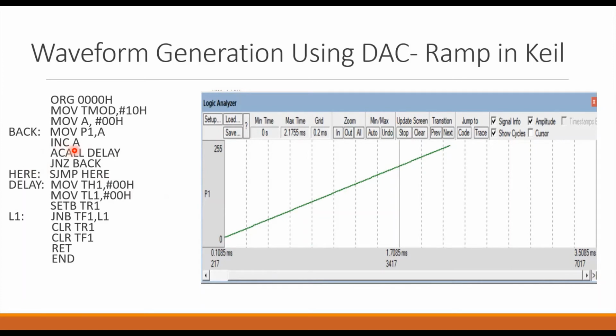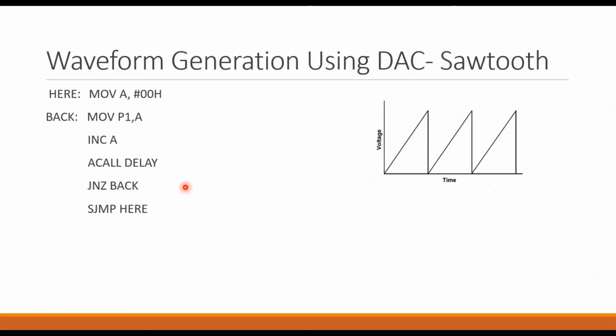See here, instead of incrementing it by 10, I've only incremented it once. If you are incrementing it once, you can see this sharp waveform. These edges and stairs are very small, so as you zoom out, you will see a sharp ramp waveform. Then the DAC generation of a sawtooth is kind of this.